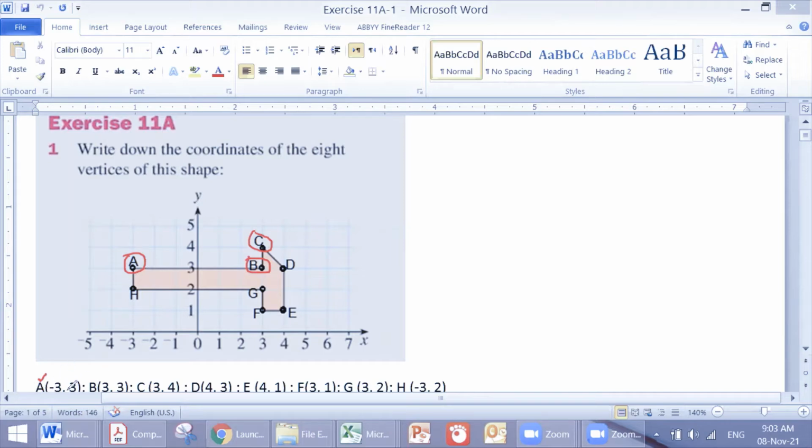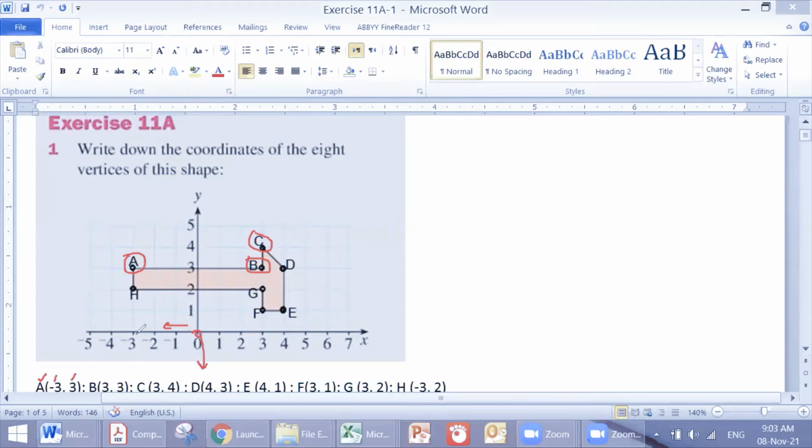So like A is at -3 and 3. So for -3, first you will see that on the x-axis, we have positive values and negative values. When I go left from this value, that is negative values. When I go down from this value, that is negative y values. So this is the x value and this is the y value. So -3 is actually the x value.